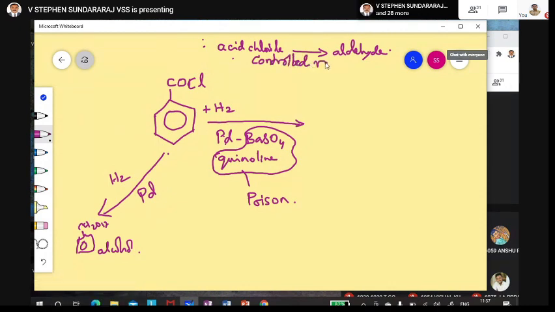So these are the information you have to write. Anyway, first time I am telling you, from the next time you have to write the key point. Rosenmund reduction: acid chloride into aldehyde, then the reagent, then what is the speciality? It is a controlled reduction.